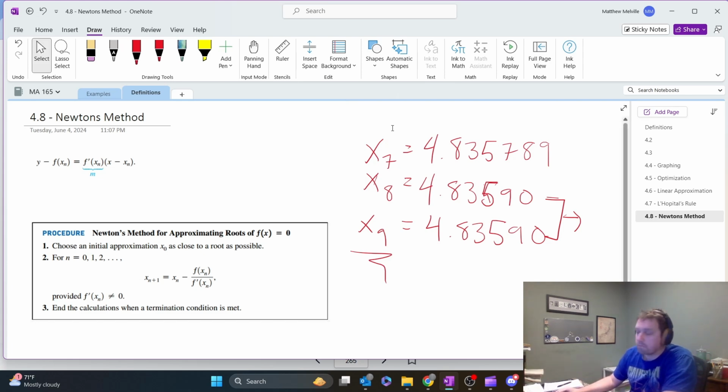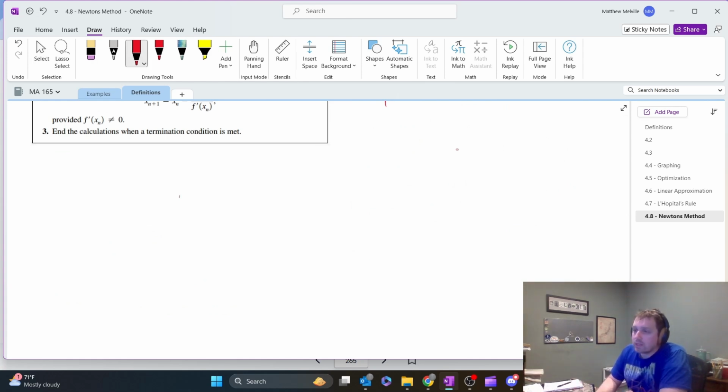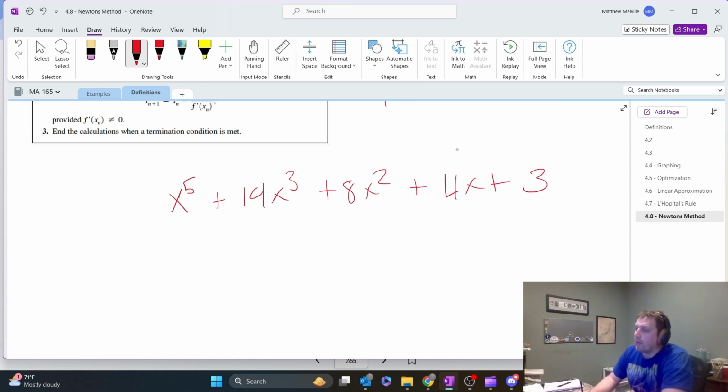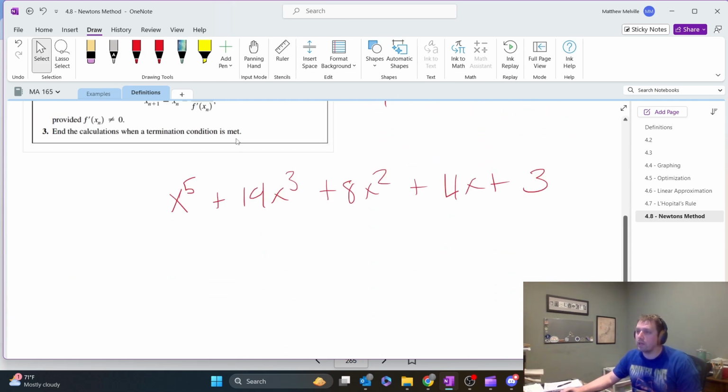That's insane. So what you're going to do is you're going to be given a function that doesn't have good roots. Something like x to the 5th plus 14x cubed plus 8x squared plus 4x plus 3. And trying to graph that and find out where it is actually going to be equal to 0 is going to be hard. But what I do know is, hey, that's differentiable.